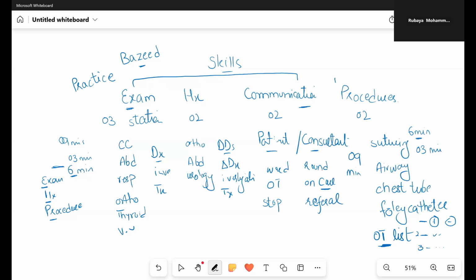Similarly, for the procedures, you can follow Andrew Miller's. It's a good book. However, you can do it from Salah notes as well. You just have to follow the steps. Now these are the literature resources.